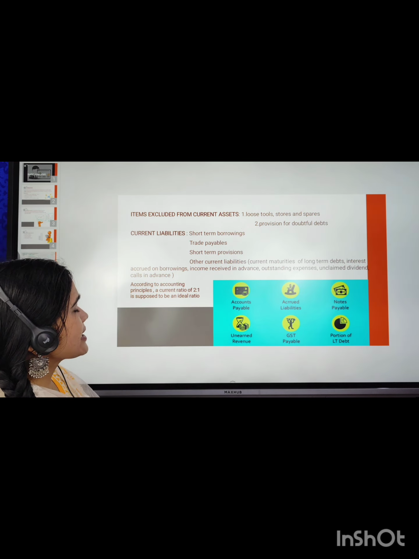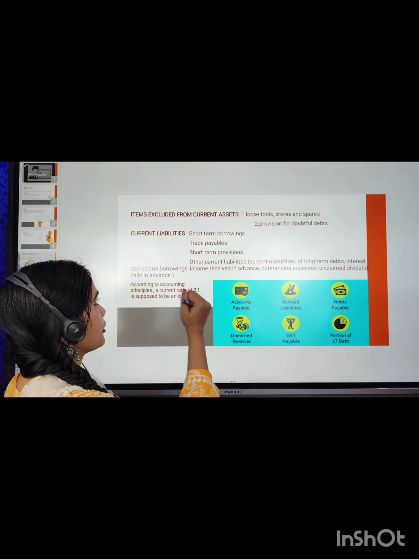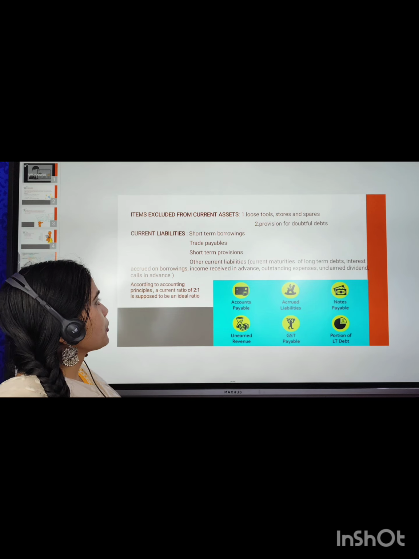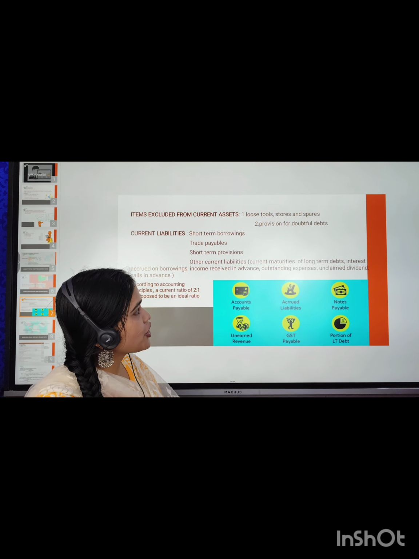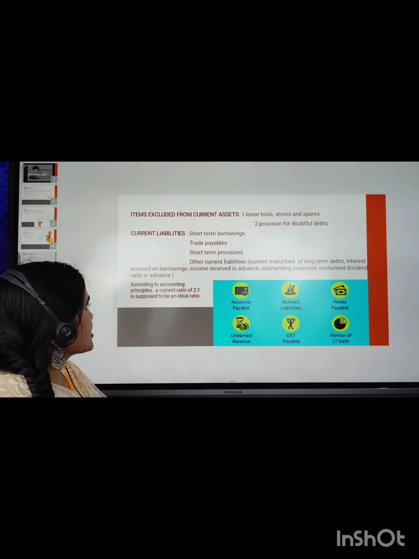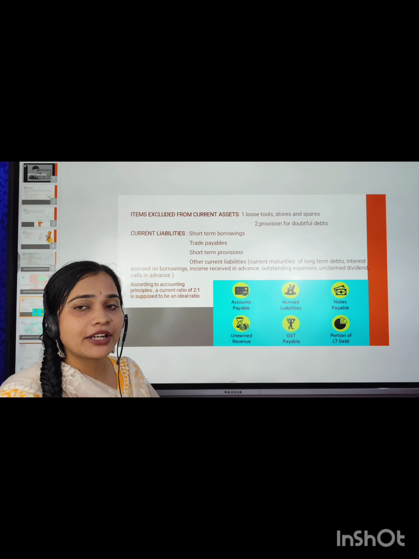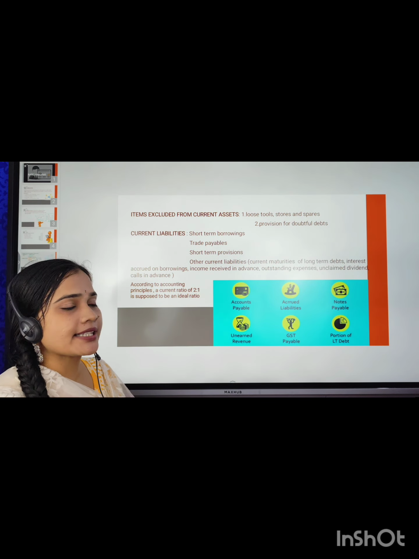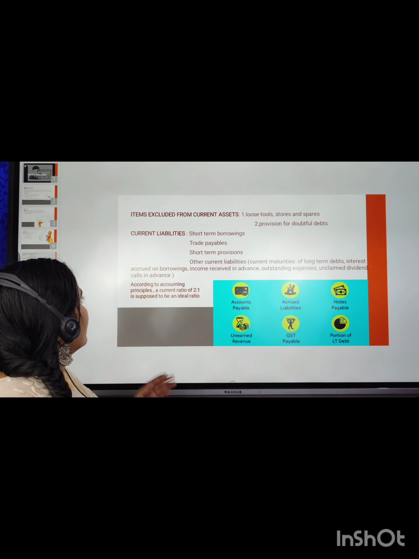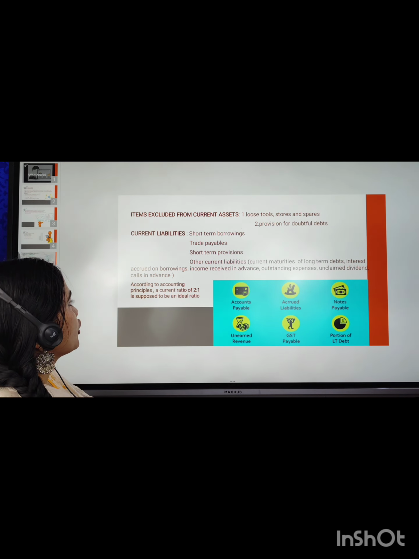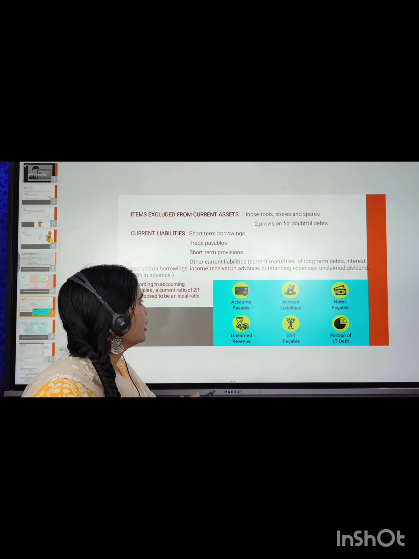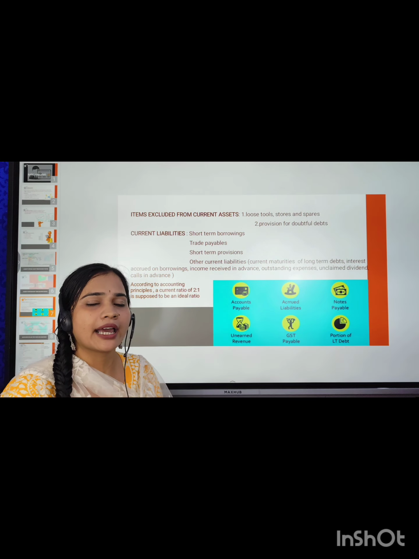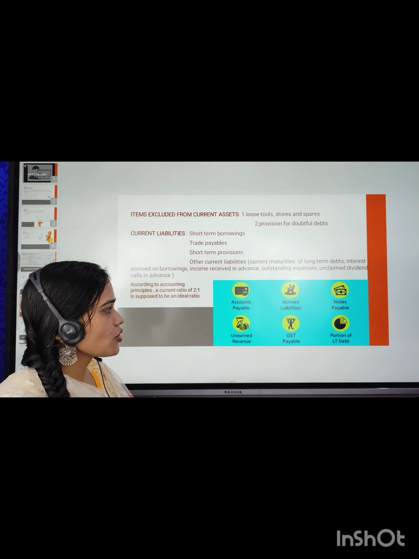Now, current liabilities. In current liabilities, we include short-term borrowings, trade payable, short-term provision, and other current liabilities. In other current liabilities, we include current maturities of long-term debts, interest accrued on borrowings, income received in advance, outstanding expenses, unclaimed dividend and calls in advance. According to accounting principle, a current ratio of 2:1 is supposed to be an ideal ratio. 2:1 is considered an ideal ratio for any business organization.